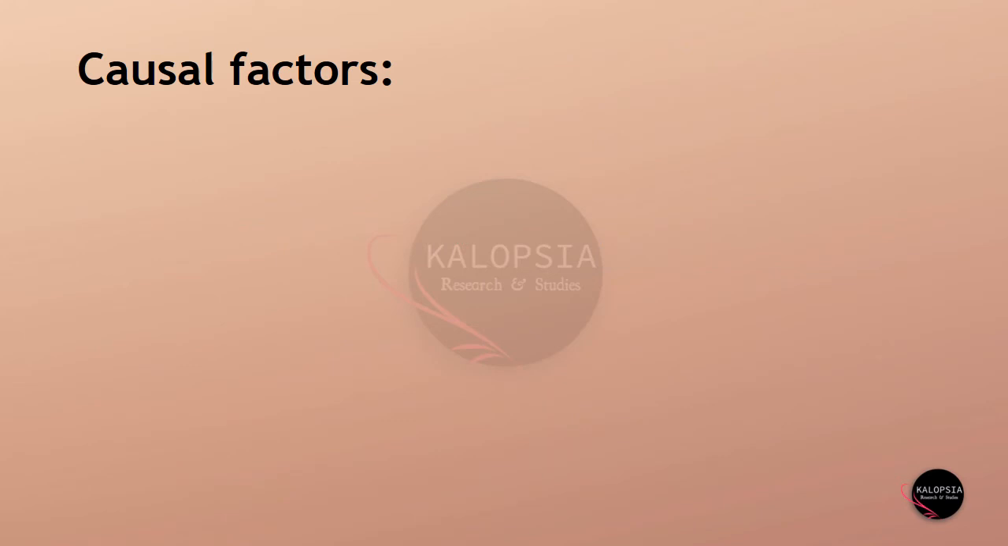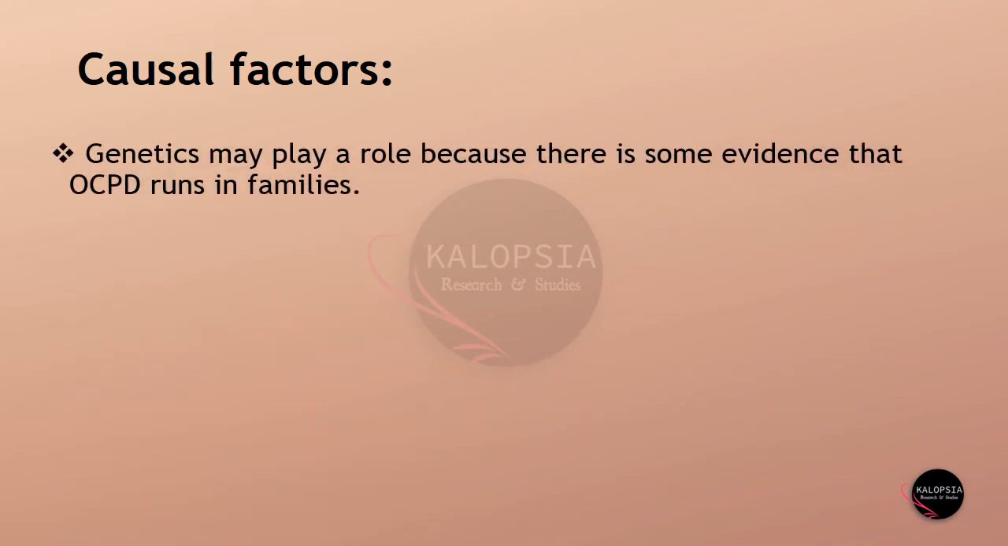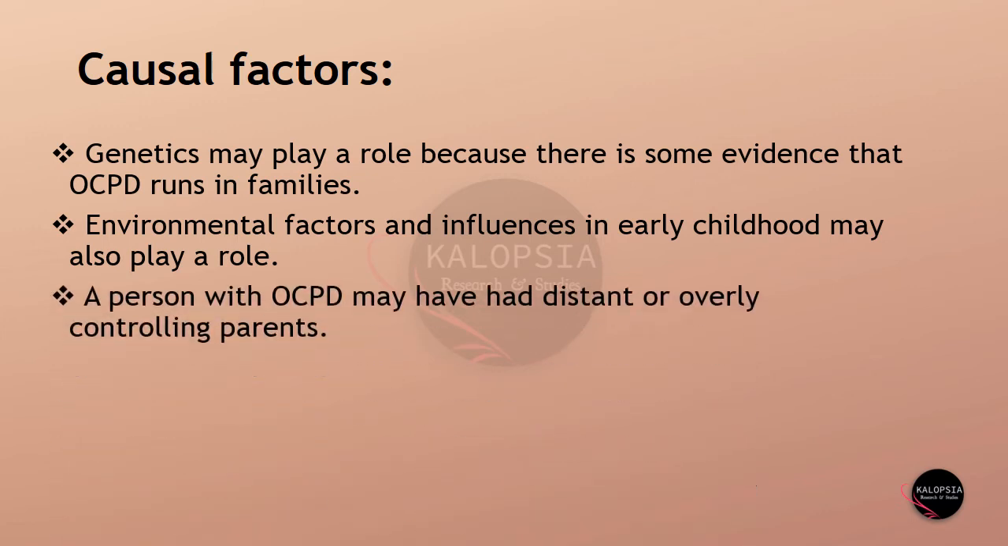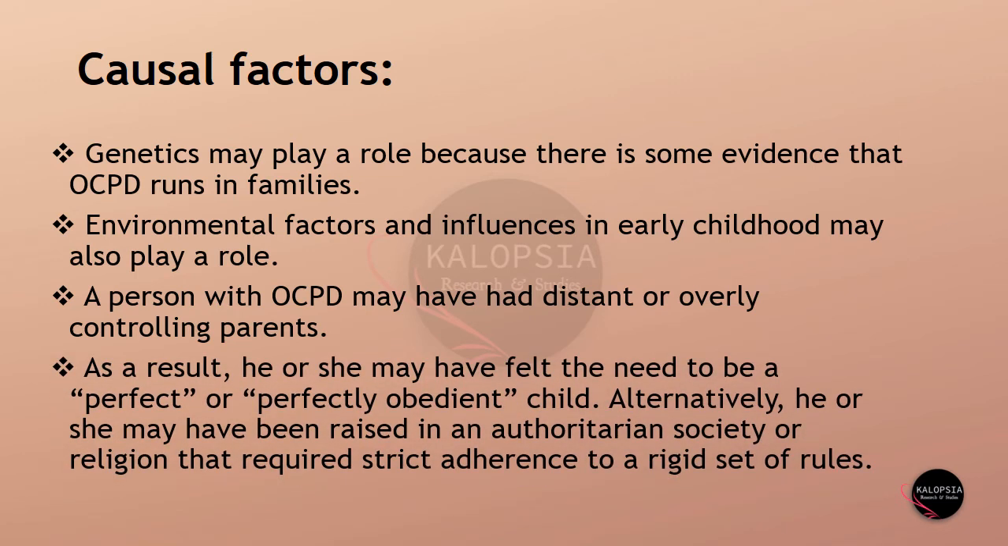Now let's see the causal factors. Genetics may play a role because there is some evidence that OCPD runs in families. Environmental factors and influences in early childhood may also play a role. A person with OCPD may have a distant or overly controlling parents, and as a result, he or she may have felt the need to be perfect or perfectly obedient child. Alternatively, he or she may have been raised in an authoritarian society or religion that required strict adherence to a rigid set of rules.